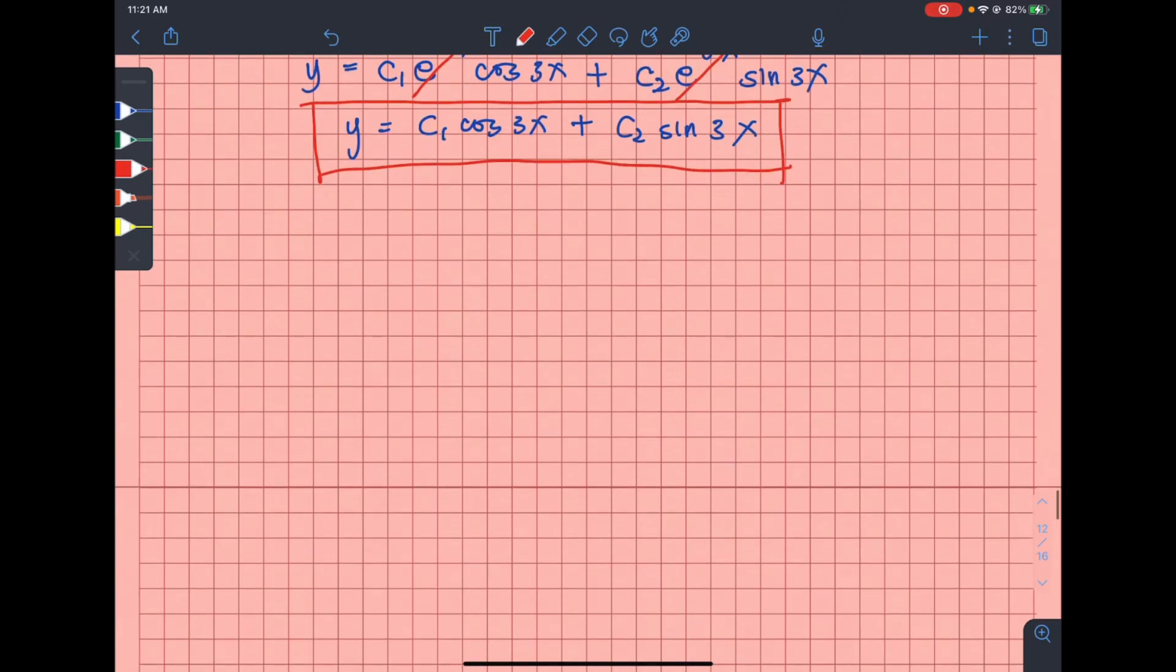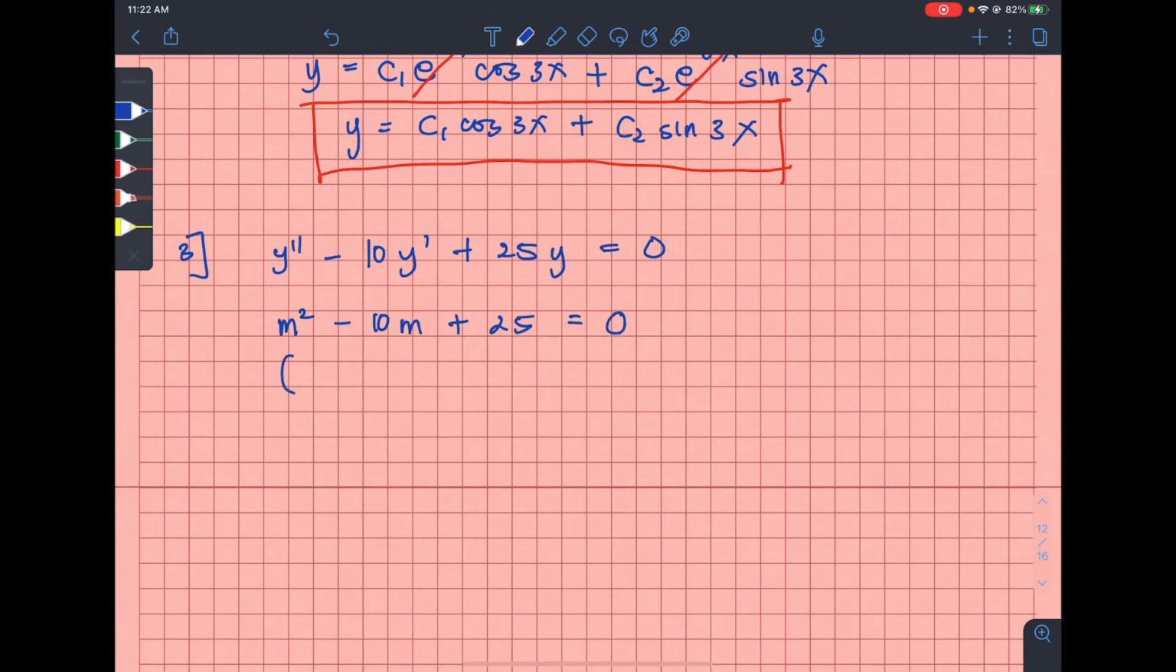So let's have another one. y double prime minus 10y prime plus 25y is equal to 0. So transform this into an algebraic equation: m squared minus 10m plus 25 is equal to 0.